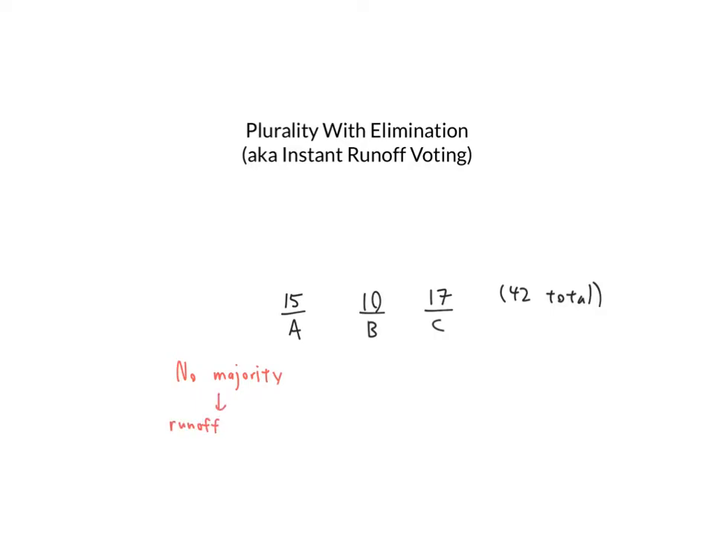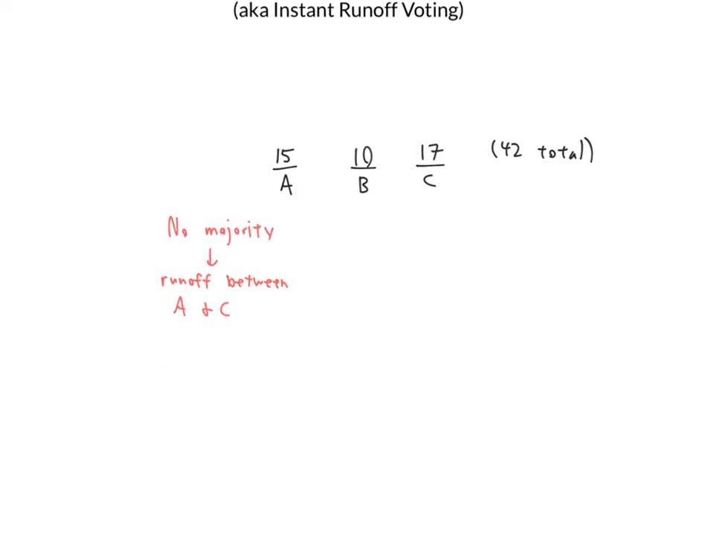What this means is that we'll eliminate one or more candidates and then have another election with the remaining candidates. Here, since B got the fewest first place votes, we'll have a runoff between A and C. So voters come back to the polls for a second round of voting, and this time their only options are to vote for A or C. B was eliminated. Now what we'd expect to happen here is that anyone who voted for A would vote for A again, and anyone who voted for C would vote for C again.